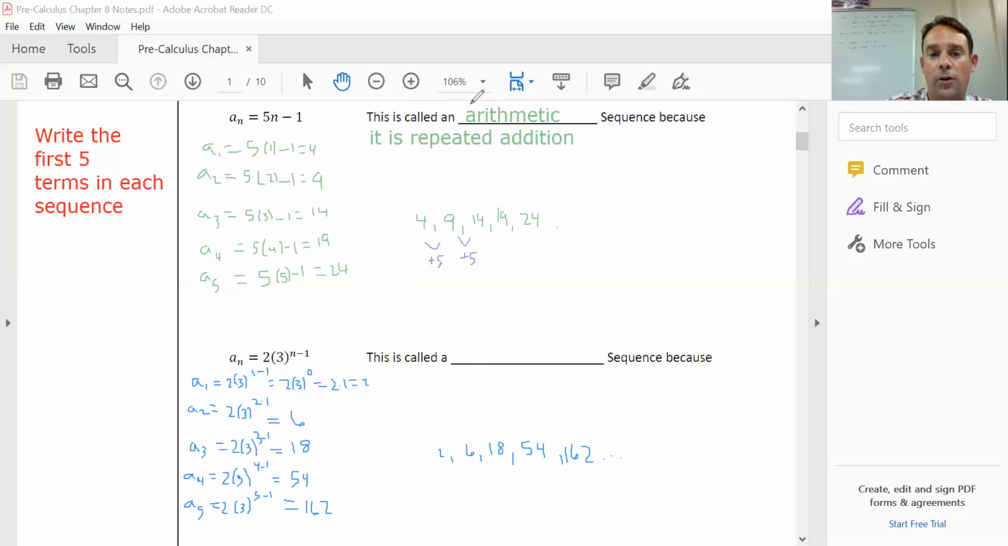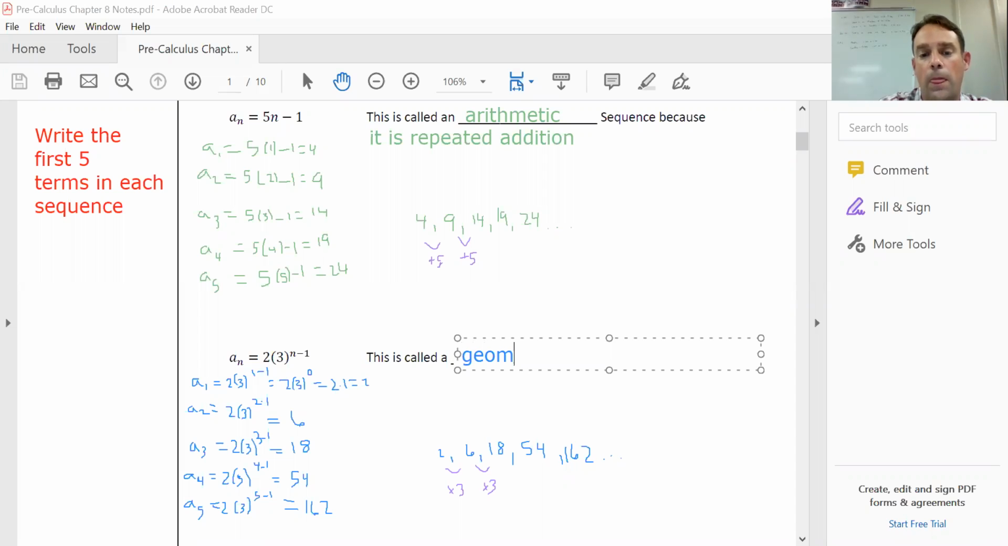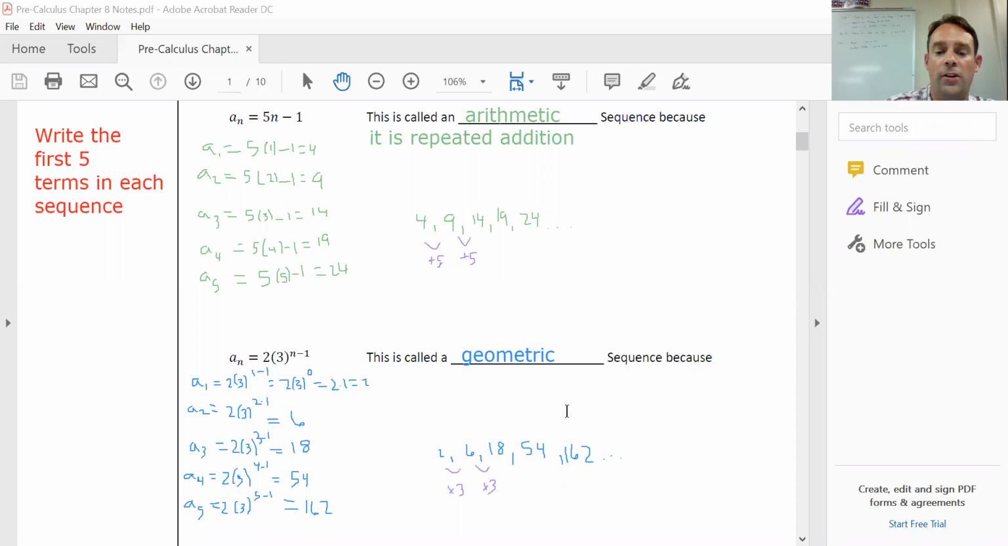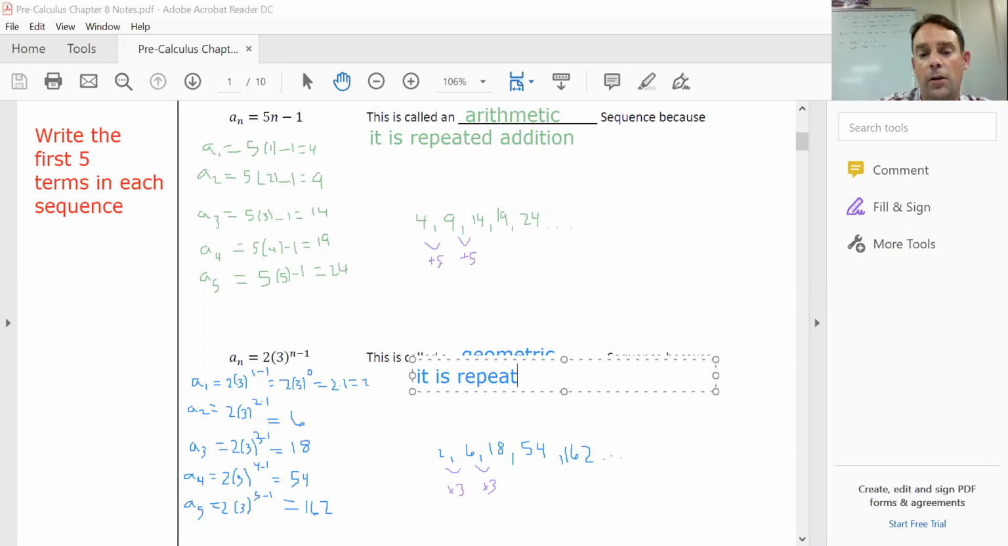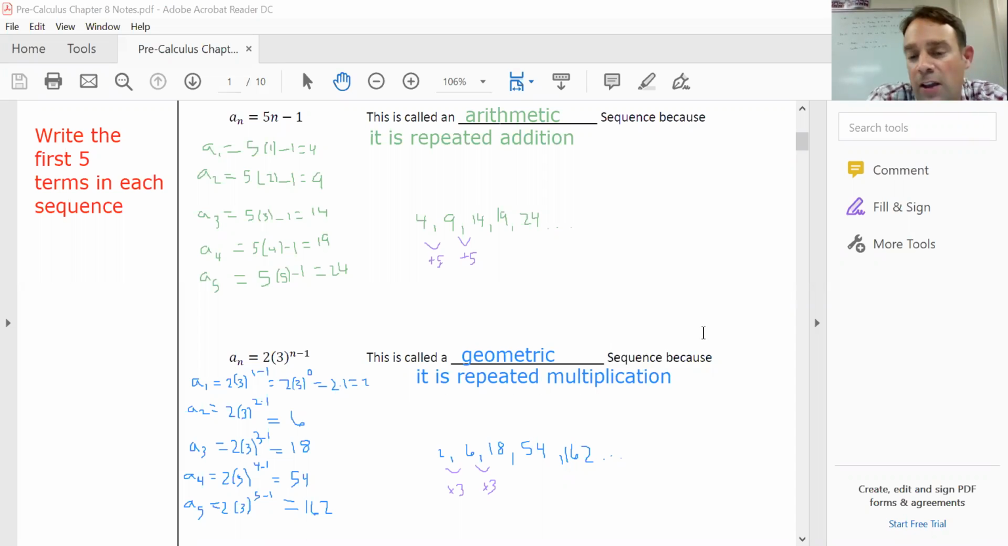So now if you notice on these ones, they're not repeated addition. Instead, it's repeated multiplication. And you can see that because you're dealing with exponents. Exponential, repeated multiplication. So that also has a name to it. We call it a geometric sequence. We call it that because it is repeated multiplication. And again, we will come back and hit these ideas in the next couple of days.